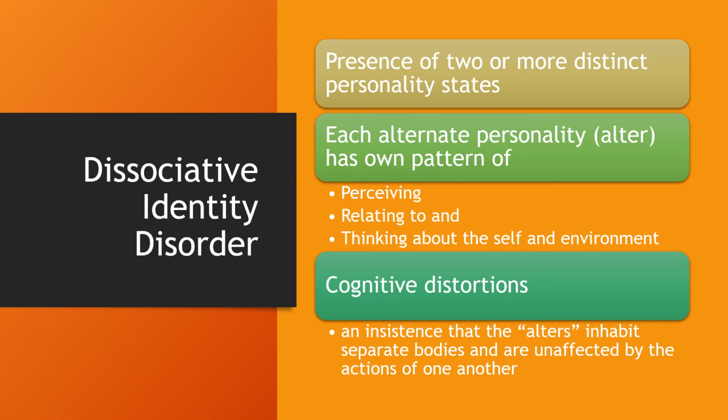Each alter is really complex and has its own memory and behaviors. If you can think about movies, there was a movie called Split, and then the newer movie Glass. We do see that the individual in Glass has 23 different alters. That's usually very extreme. Normally we only see about 2. When someone experiences this in their life, it can be very damaging to relationships with their family and their friends because this other person they are becoming has their own agenda. Typically, cognitive distortions will include an insistence that the alters inhabit separate bodies and are unaffected by the actions of one another.